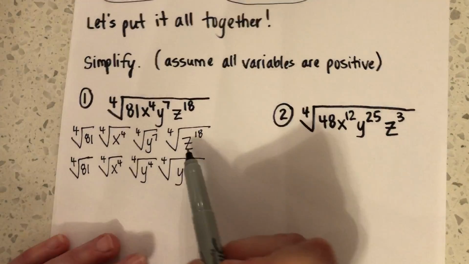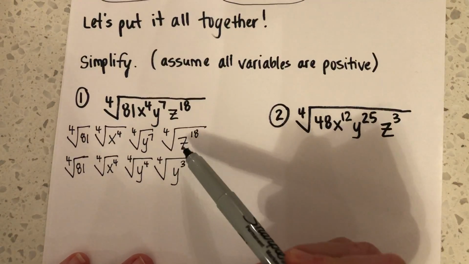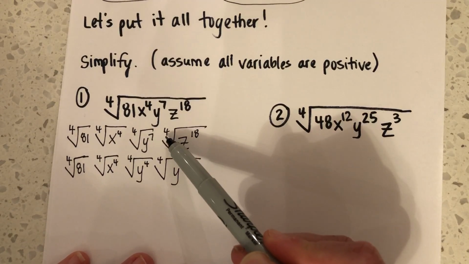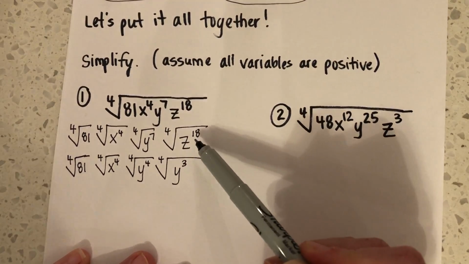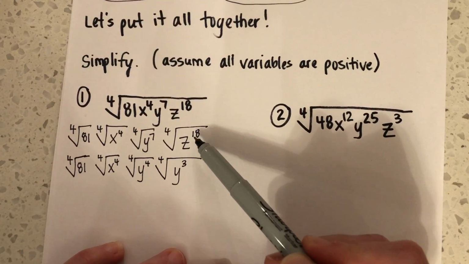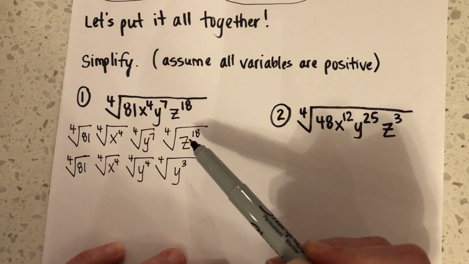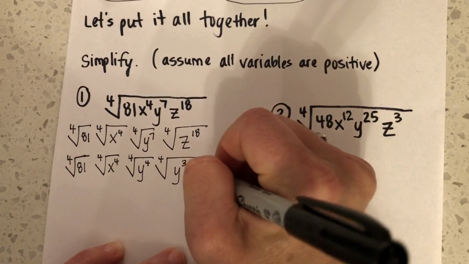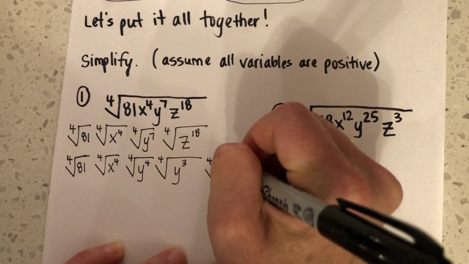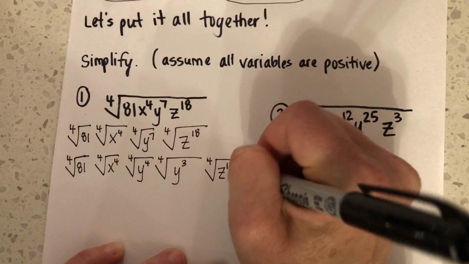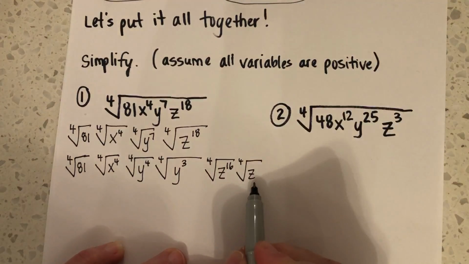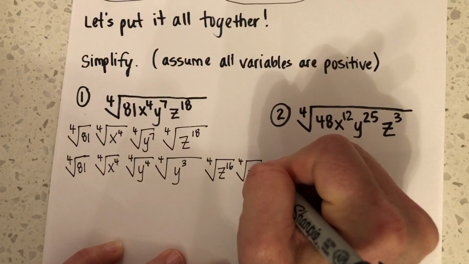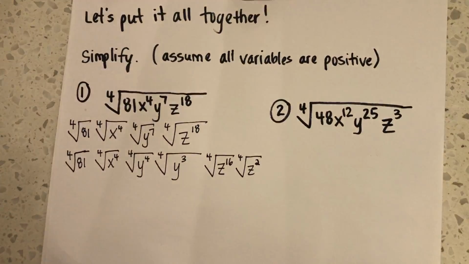Okay, let's go to the z's now. What about the 4th root of z to the 18th? Does this power of 18 divide by 4? No. So we're going to have to split him up. What's the closest number to 18 that divides by 4? 16. So we're going to split him as the 4th root of z to the 16th times the 4th root of how many z's are left over? Well, 16 and what gets you back to 18? 2.